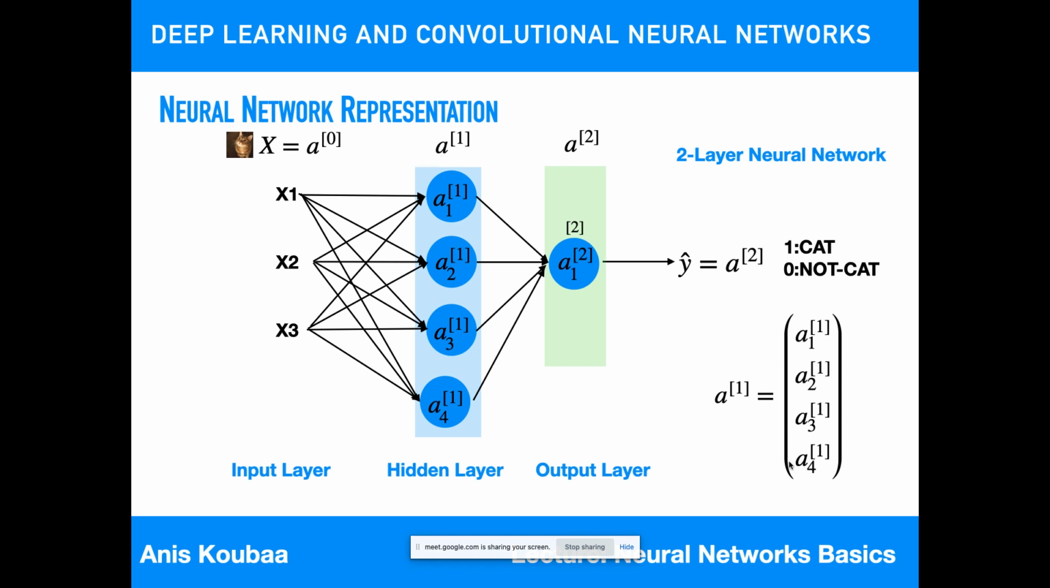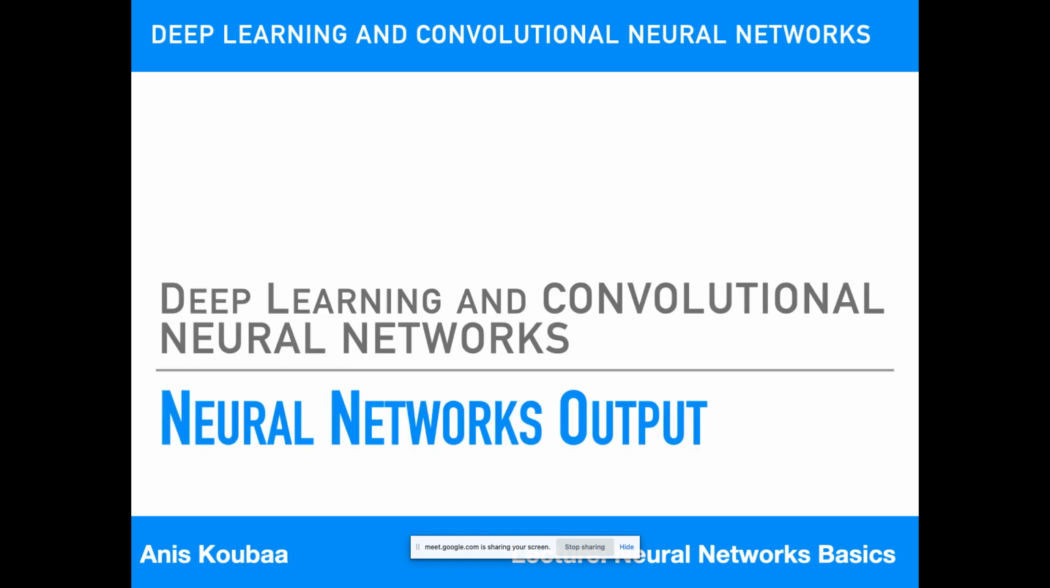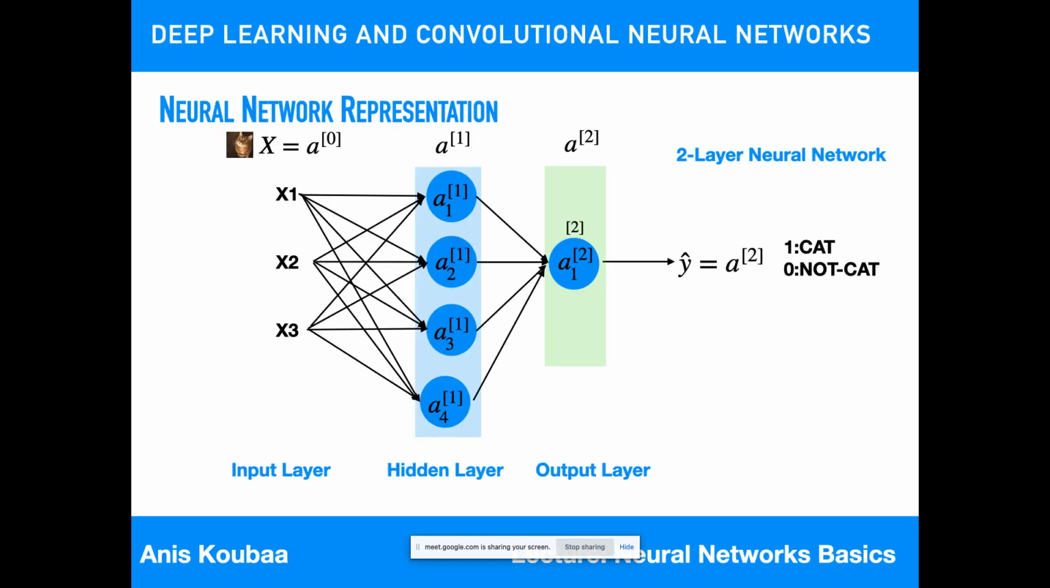A1 basically is a vector that is composed of A11, A21, A31, A41. We can consider all of these as a matrix, because this one is a vector, this one is a vector, and this one is a vector, and this one is a vector. We will see in more detail what is the shape of all these vectors in the next slides. Is it clear?